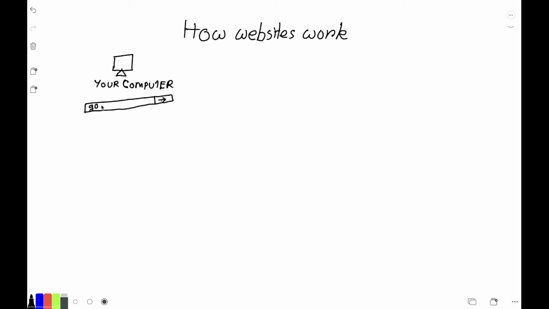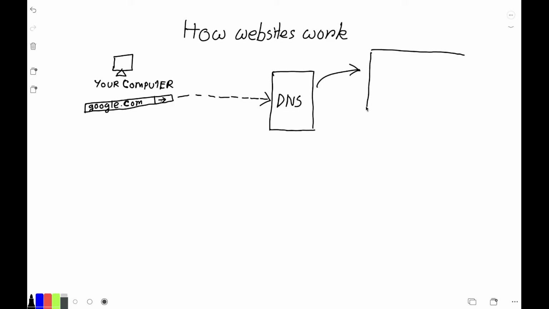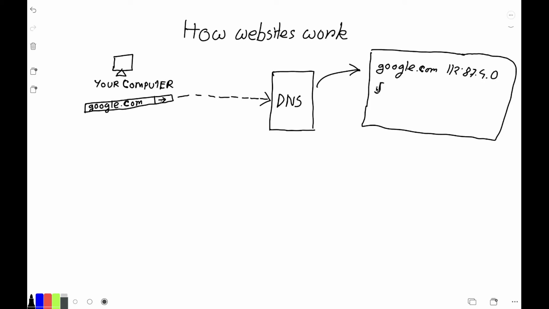Let's say Google. As soon as you enter www.google.com in the address bar, the request goes to a DNS. Now what is a DNS? A DNS or domain name server is like an address book which has a list of URLs and their corresponding IP addresses. Now the question is, what are IP addresses?